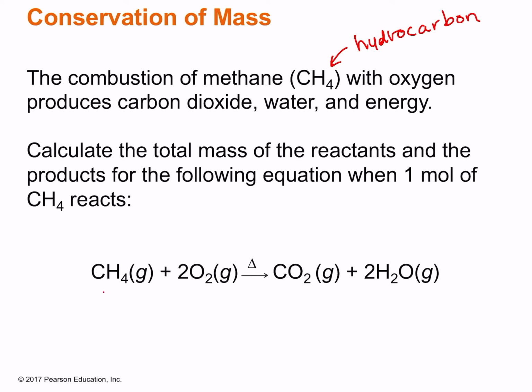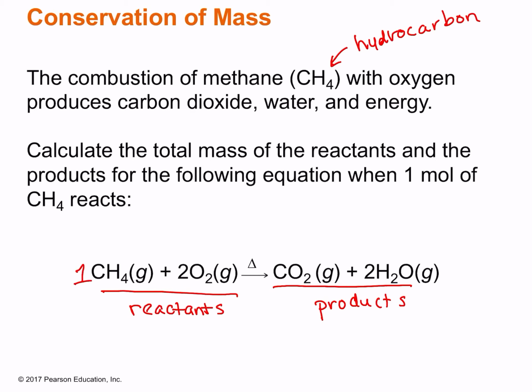So that's the stuff over here. These guys, these are the reactants. And the mass of the products for the following reaction when 1 mole of methane reacts. Right now, because there's nothing in front of methane here, this is an imaginary 1, right? So we can figure out what is the mass of 1 mole of this guy. And it's going to react with 2 moles of O2, produce carbon dioxide and 2 water.